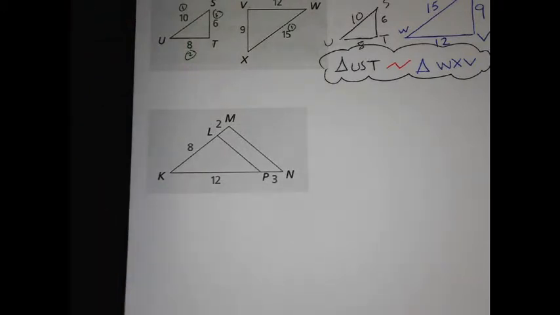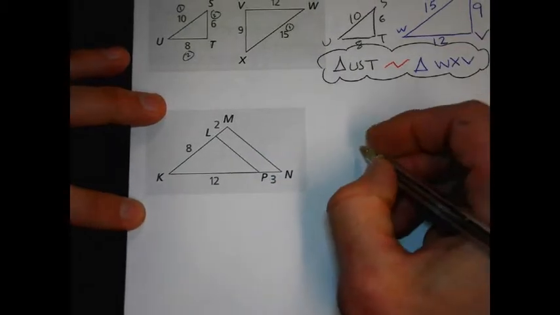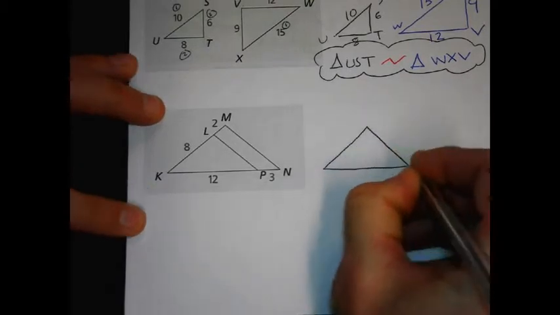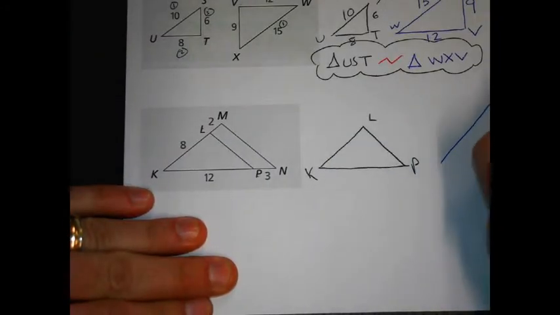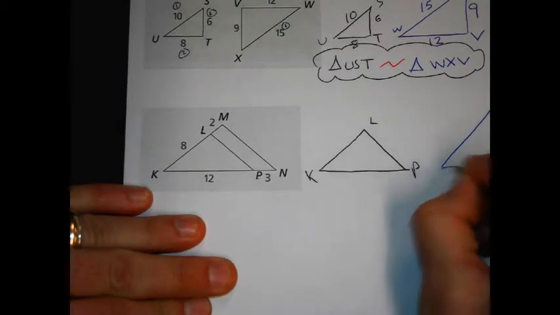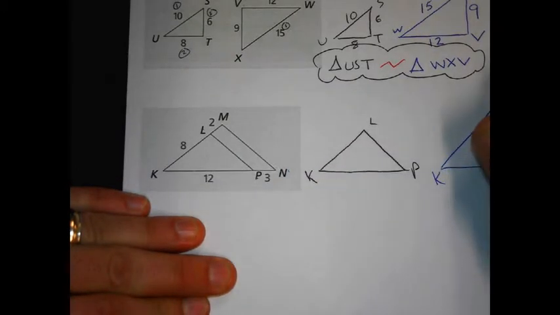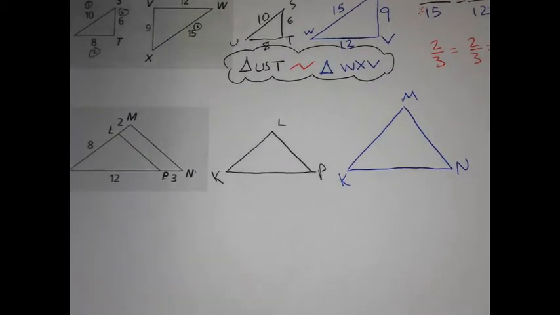Yes, no, maybe so. So this one we'll see how we're going. Now again, what I want to do is create my two separate triangles to make sure I know what I'm looking at. Okay, so I have my first triangle, and I will call this one KLP. And I will call my second one, which seems to be bigger, KMN. All right, so at least I know how the triangles will be labeled.